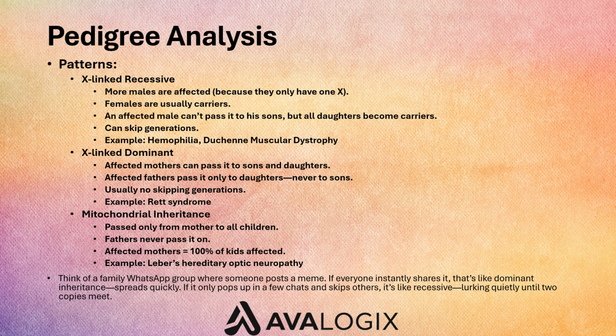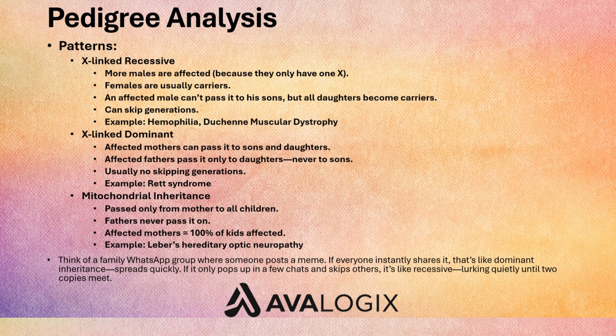Let's talk strategy, especially for NEET. Check sex distribution. Are mostly males affected? Might be X-linked. Look for generation skipping. If yes, think recessive. Every generation affected? Likely dominant. Only mother passing it on? Consider mitochondrial. It's like playing a game. Every chart is a puzzle, and once you practice 10 to 15 of them, you'll start seeing patterns automatically.